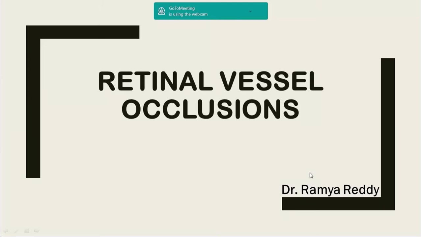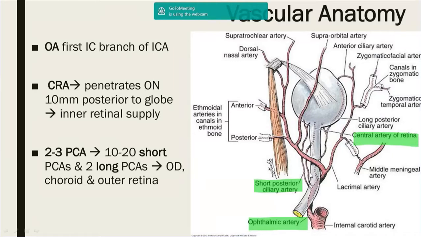So before we go into occlusions and its pathology, I'll give you a quick recap and understanding of vascular anatomy so that you understand the pathology a little bit. Ophthalmic artery is the first intracranial branch of the internal carotid artery, like you can see here. After it comes out, it gives the central retinal artery, which pierces the optic nerve from behind, or the undersurface of the optic nerve, at about 10 mm behind the posterior part of the globe, and it goes inside to supply the layers of the retina.